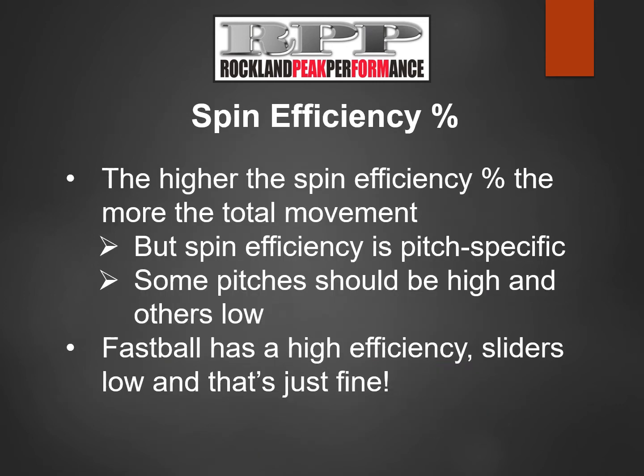Now that we know what creates movement, we can also say the higher the spin efficiency percentage, the more the movement. But this information is specific to the pitch. Higher doesn't mean better. It just depends on the type of pitch. Some pitches should be high like a fastball, generally north of 85%. Others should be low, like a slider, in the 20 to 30% range.